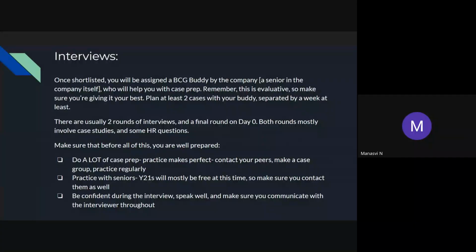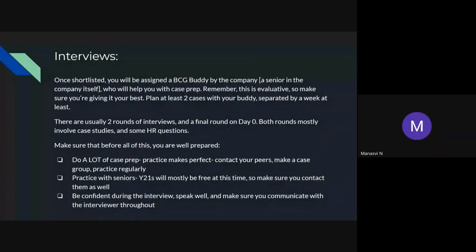So make sure you're doing a lot of case prep, which means you contact all of the people who are interested in doing case prep, make a group, practice regularly, practice cases from the books that have been listed, practice cases with your seniors. Make sure that you talk to them well and make sure that they also take some of the cases. They will have a wealth of understanding and cases that they'll be able to share with you.